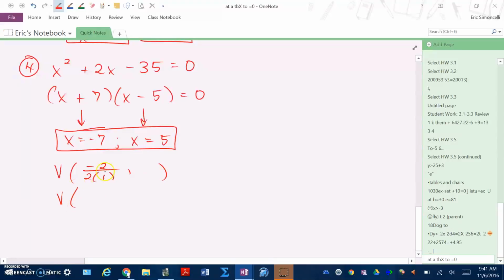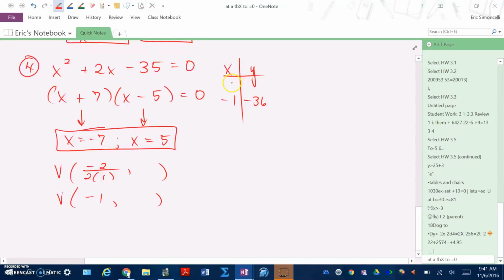So the vertex will be negative 2 halves or negative 1, comma something, and I can find that something by making a nice little xy table. That xy table will include negative 1. When you plug it in, negative 1 squared plus 2 times negative 1, so 1 minus 2, which is negative 1, minus 35, negative 36.